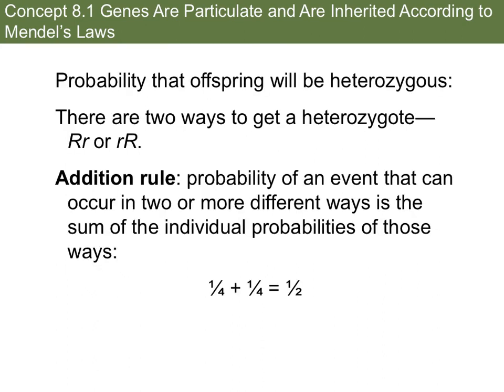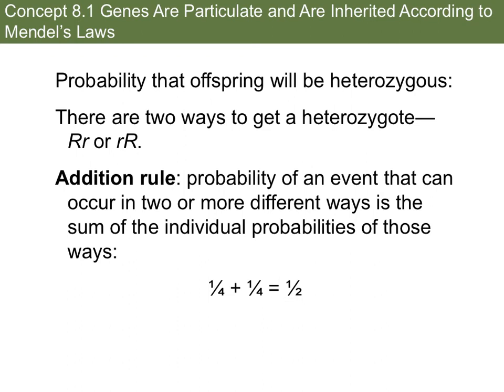Now for heterozygotes, it's a little bit different. The probability that an offspring will be heterozygous is, keep in mind that it can either be big R, little r, or little r, big R. In that case, since there are two different ways to get the heterozygous, we use the addition rule. It's the probability of an event that can occur in two or more different ways is the sum of the individual probabilities of those ways. So now instead of multiplying, we are going to add them. So 1/4 plus 1/4 comes out to be 1/2.